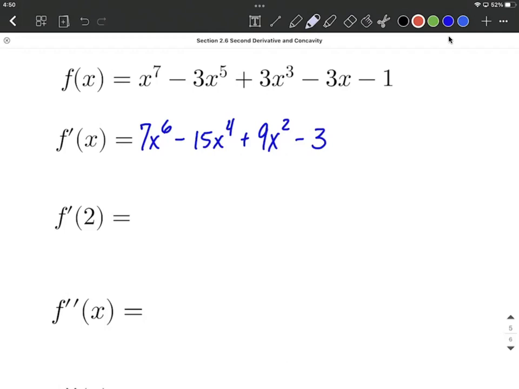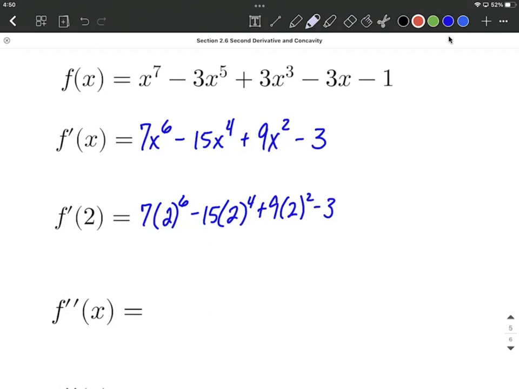Next, we want to evaluate this at 2. So let's go ahead and replace each one of the x's with 2's. So we have 7 times 2 to the 6th power, minus 15 times 2 to the 4th power, plus 9 times 2 squared, minus 3.